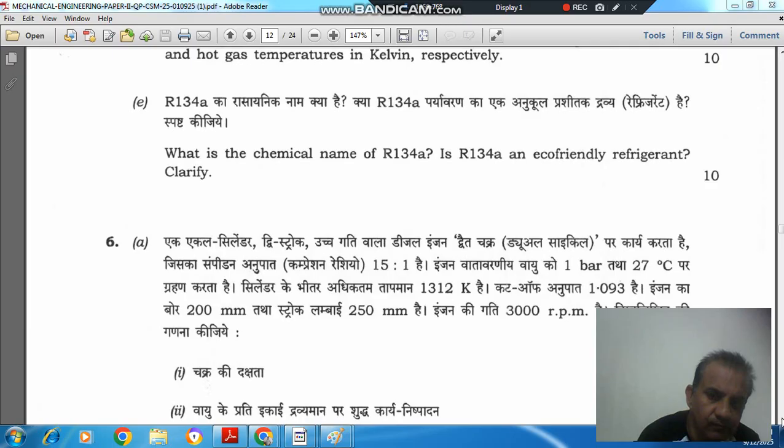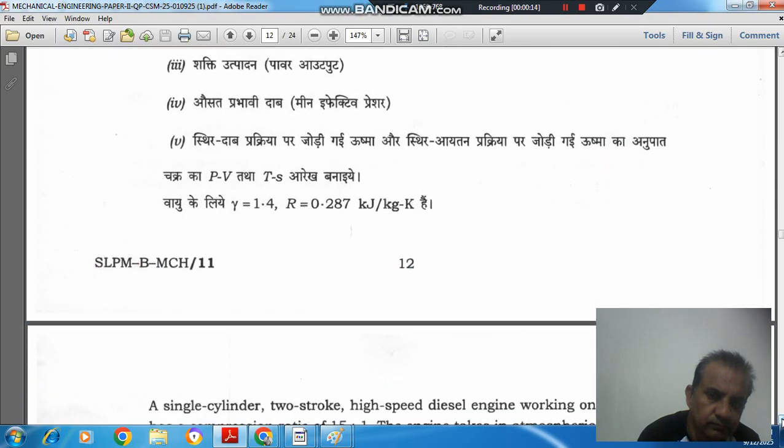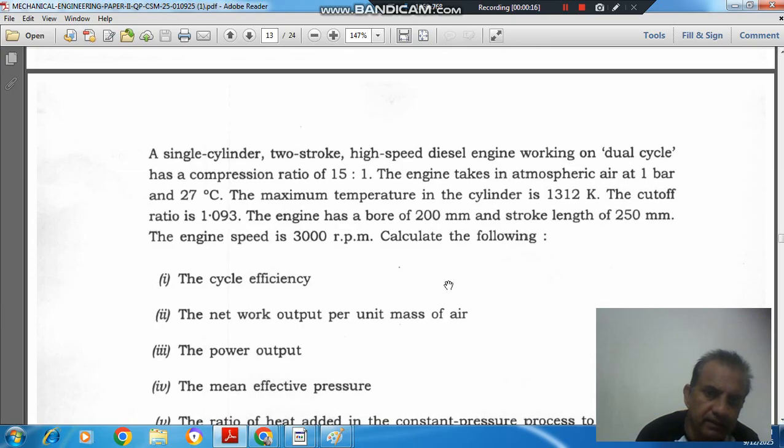A single cylinder two stroke high speed diesel engine working on dual cycle has a compression ratio 15:1. The engine takes in atmospheric air at 1 bar and 27 degrees Celsius. The maximum temperature in the cylinder is 1312 Kelvin. The cutoff ratio is 1.093. The engine has a bore of 200 mm and stroke length of 250 mm. The engine speed is 3000 rpm.